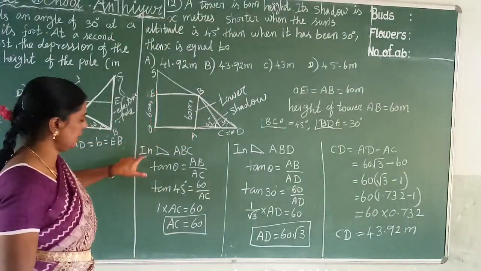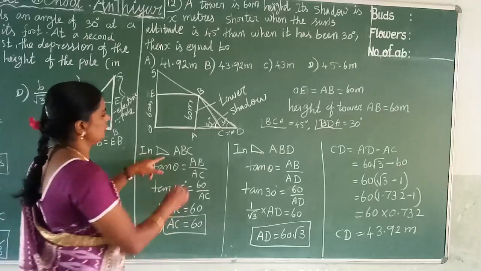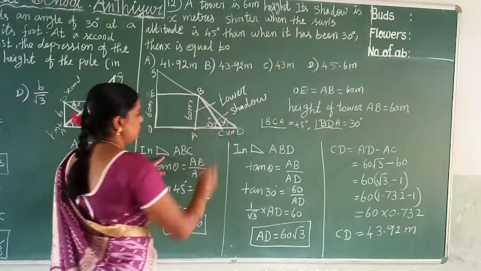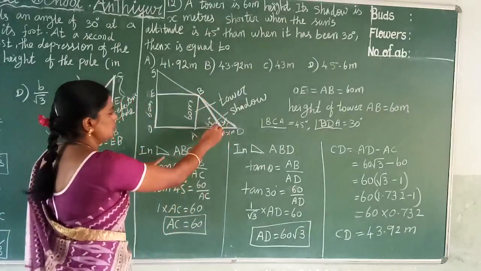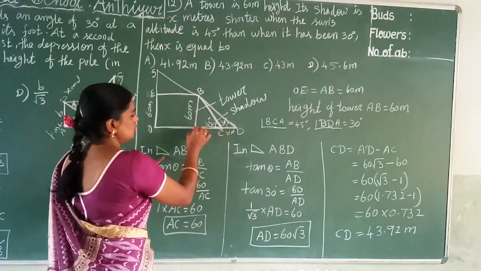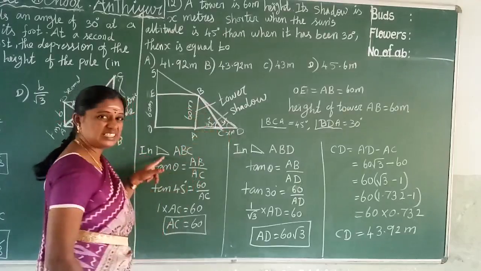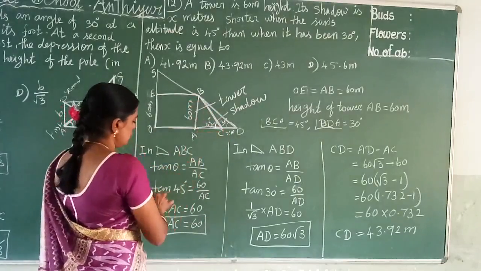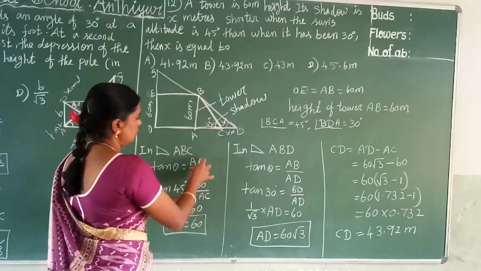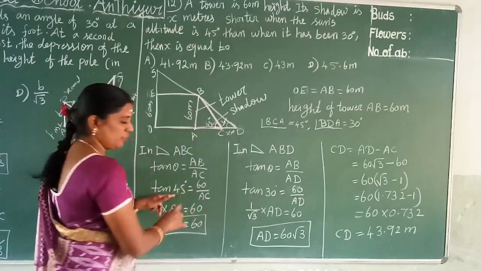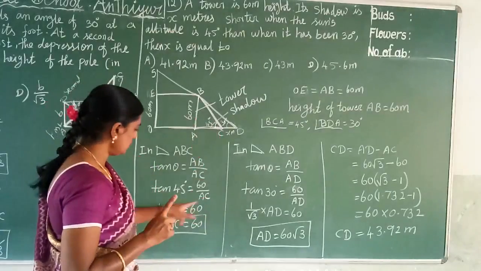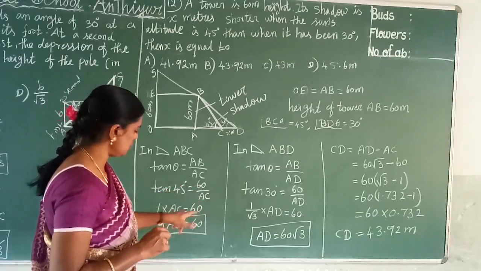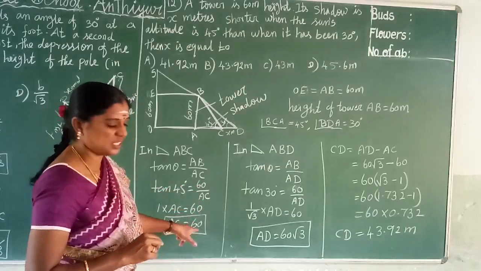So next select the triangle. In right angle triangle ABC, choose first. Here this one theta, this one opposite, so this one adjacent. So opposite adjacent means tan theta. So tan theta is equal to opposite AB by AC. So tan 45 degree is equal to AB 60 by AC. 45 table value 1. That is cross multiply. This one comes as a numerator. So 1 into AC equal to 60. Therefore AC equal to 60.